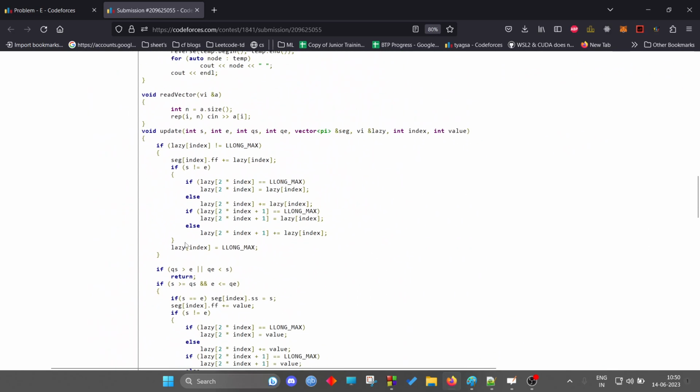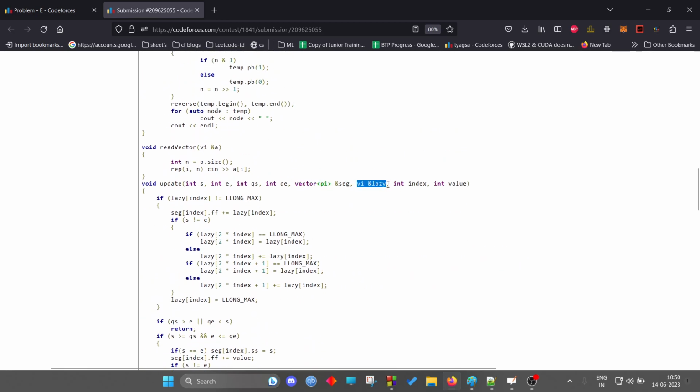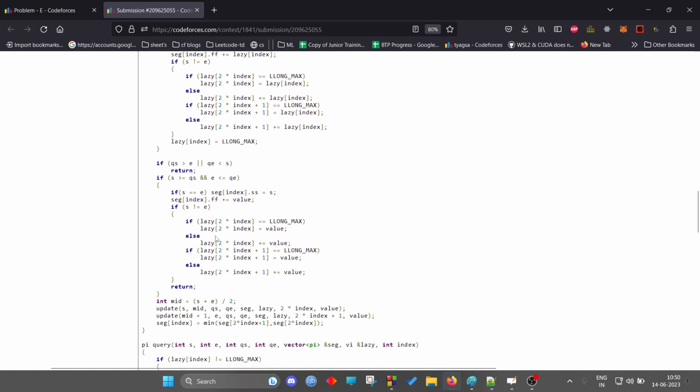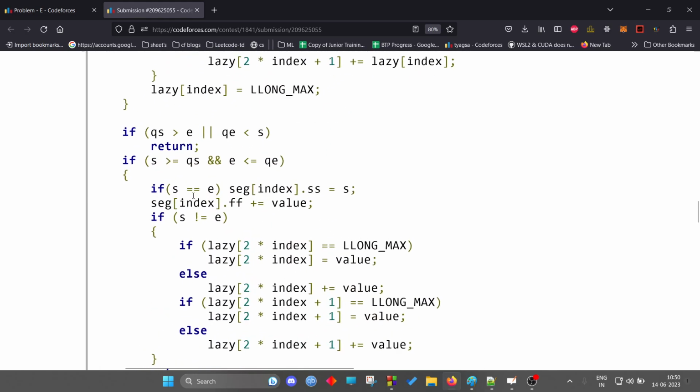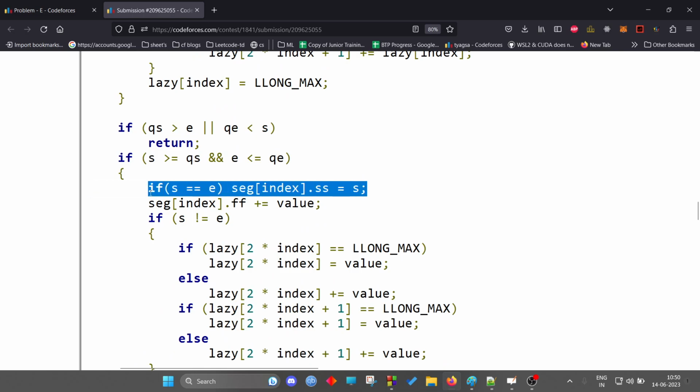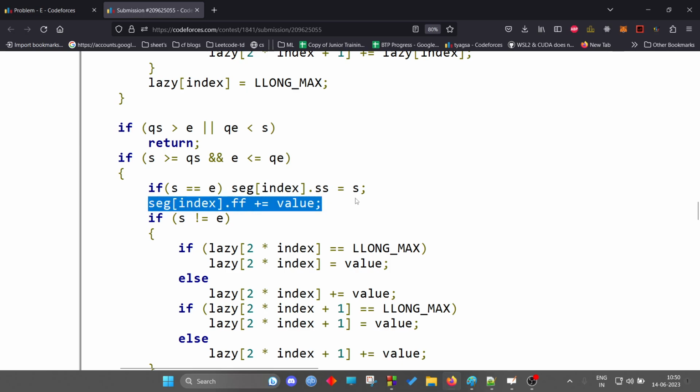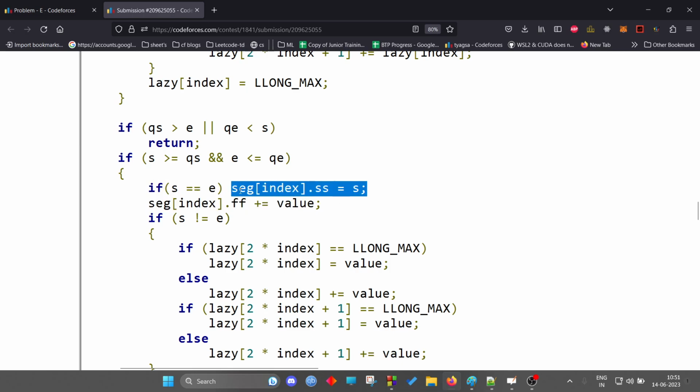Segment tree, I will not explain the template, but just a few things. The segment tree is of type pair, but the lazy array is simply an integer, because it shows the additions that you need to do. And when I'm updating the segment tree, here you can see, if start equals end, basically if you're at the leaf node of a segment tree, then the first value in the pair is the actual value, but the second value in the pair is the index of that minimum value. So for the leaf node you are updating the minimum value and then the index, and then that index is propagated upwards.